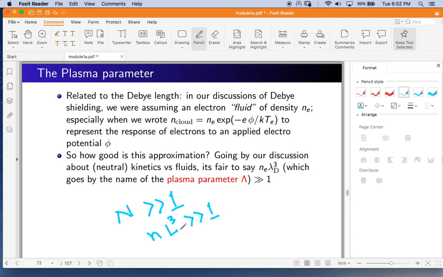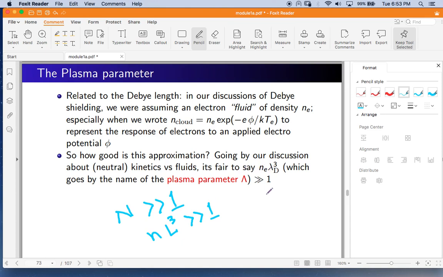Okay, where L is a representative macroscopic length. If this is much larger than 1, then it's okay. In this case, it's fair to say that you have the electron density and the representative scale here would be the Debye length. You cube the Debye length. You can argue you really should have a 4 pi over 3 here, but that's a factor of unity. When you're doing things like this, much larger than 1, the factor of unity doesn't really matter.